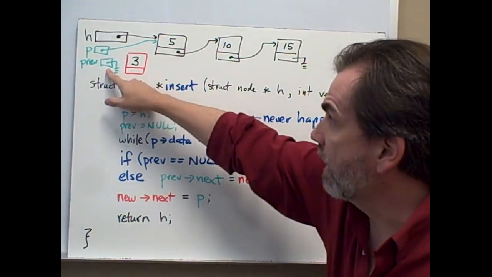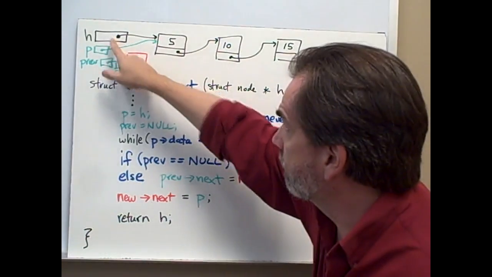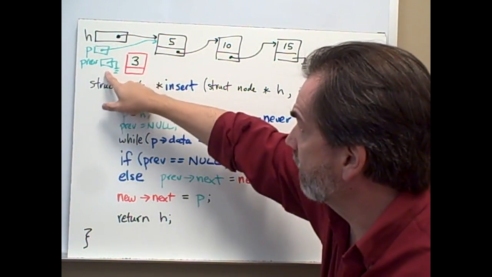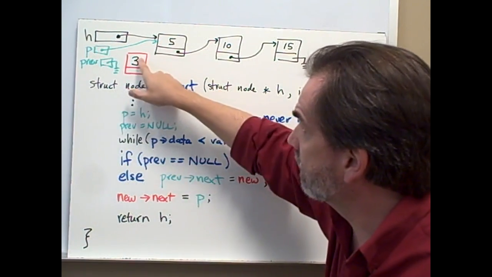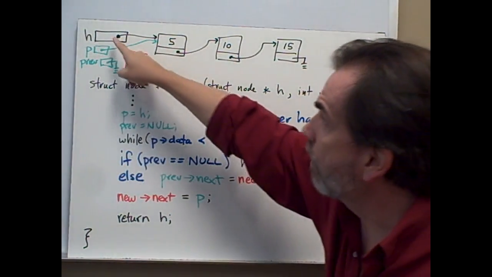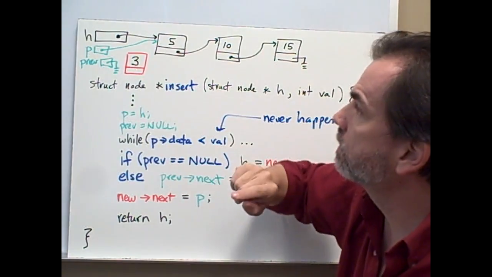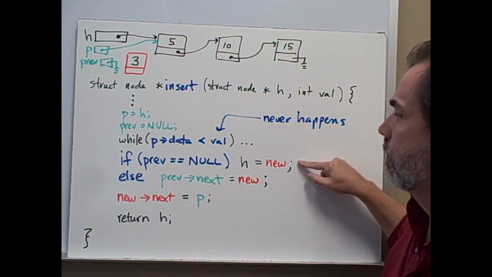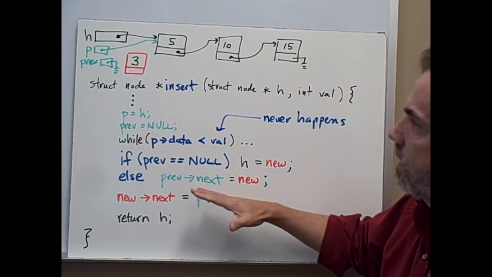But we don't want prev next to be equal to null. We want prev next to be new. We want new to be the new head of our list, so we want H to point to new. So that's what we do here. So we detect this case.